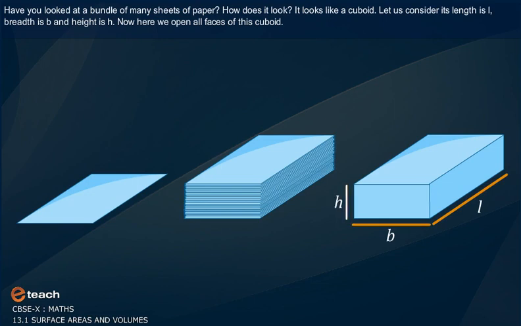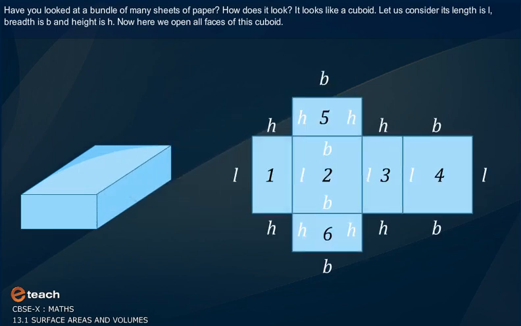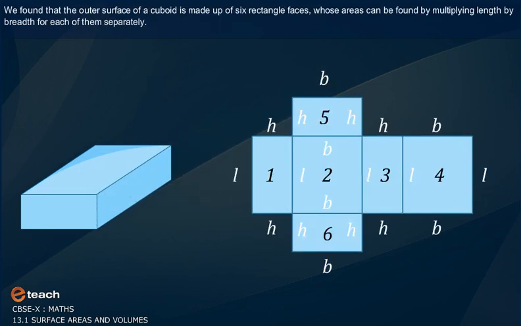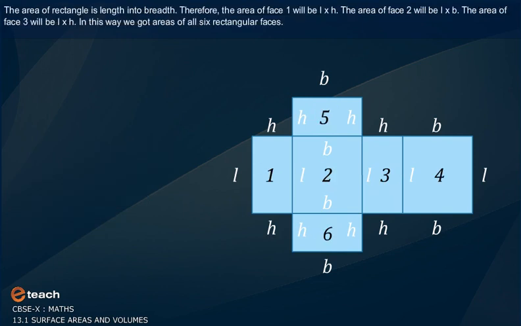Now here we open all faces of this cuboid. We found that the outer surface of a cuboid is made up of 6 rectangular faces, whose areas can be found by multiplying length by breadth for each of them separately. The area of a rectangle is length into breadth.